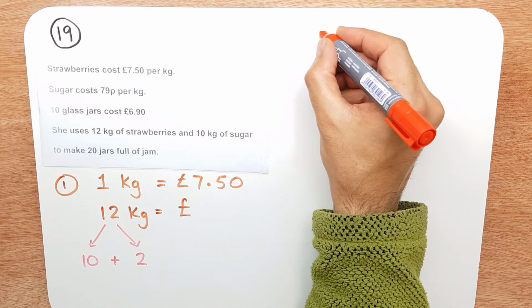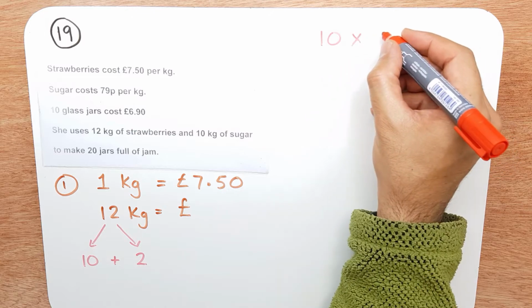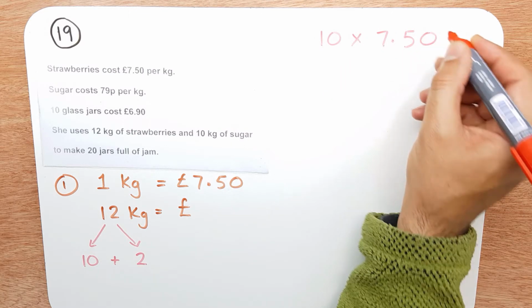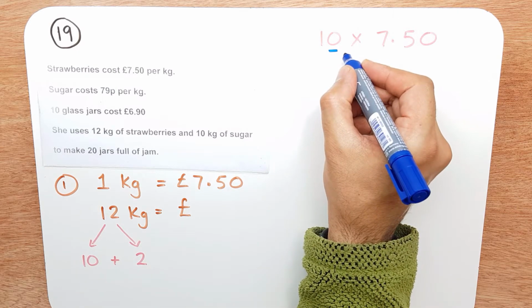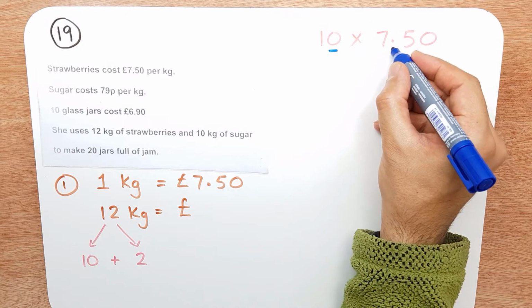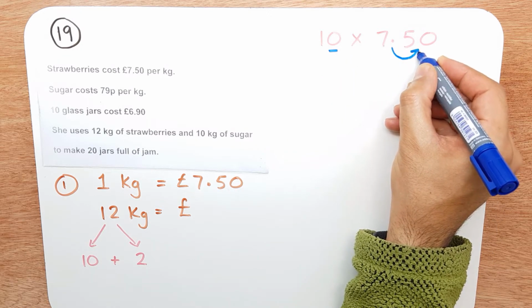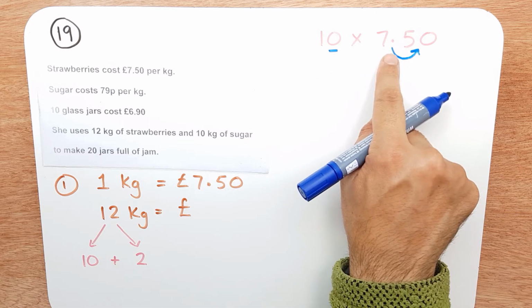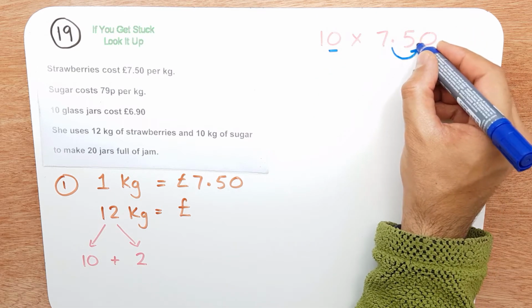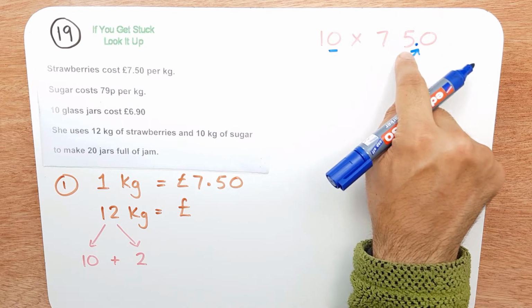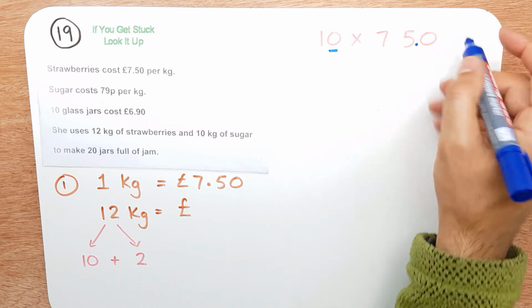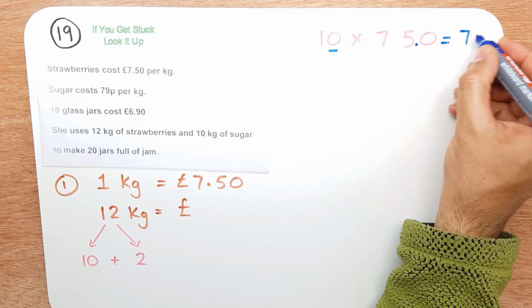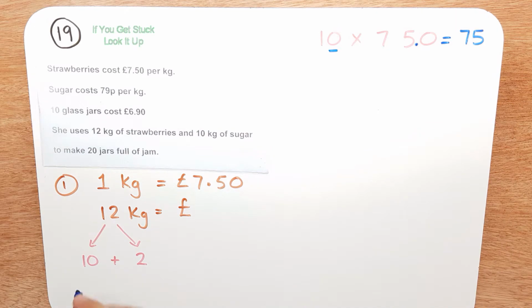So let's go up here. 10 times £7.50. And the rule for multiplying by 10 is to move the decimal point to the right one place because there's 1 0. So now that decimal point has moved over to there. And now I've got 75.0. And I can simply write that as £75. So I've done that part.